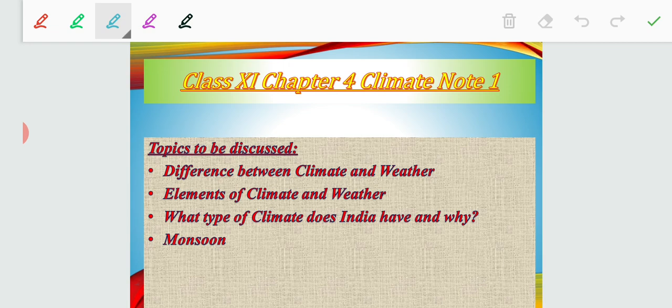Our country India is having what type of climate, why it is so, and then comes monsoon, and due to this we are having two types of climate, that is equable climate and extreme climate. So we will find out the difference between those two climates too. So let us proceed with the first topic of discussion, that is climate and weather.